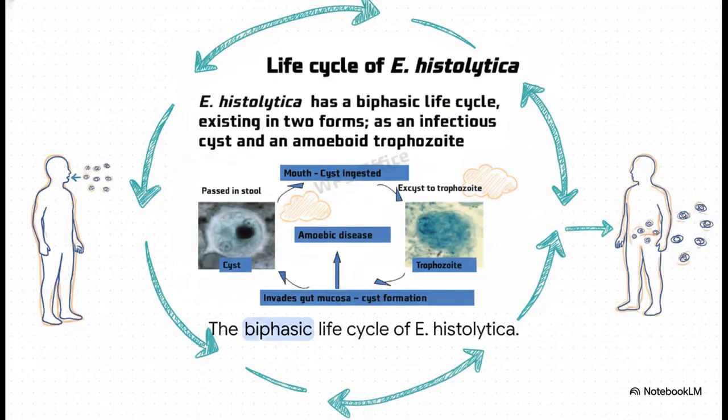A healthy person swallows the cyst, it turns into the tissue-destroying Trophozoite, causing amoebic disease, and then it packs itself right back into a cyst to be passed back into the environment. The main takeaway here is how this loop turns totally asymptomatic individuals into hidden carriers, silently spreading the disease through their communities without even knowing it.